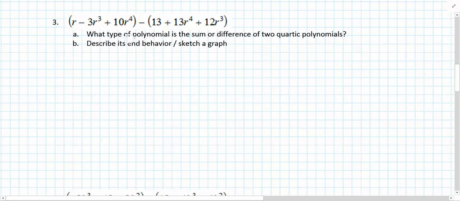So if we started with a quartic polynomial and subtracted another quartic polynomial, what type of polynomial are we going to end with? So think about that for a moment. If I start with r to the fourth power and I subtract something else with r to the fourth power, what's the degree going to be in the result of that subtraction? Well, hopefully you recognize that it's most likely going to be another quartic polynomial.